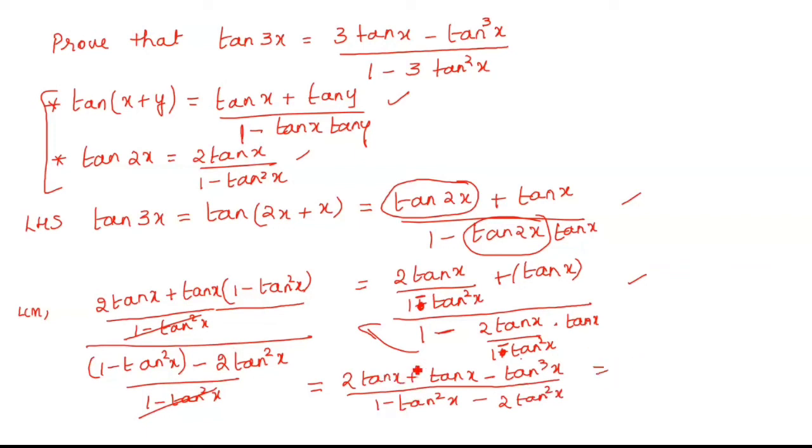Okay, so therefore we got the answer. We have 2 tan x plus 1 tan x. How much? 3 tan x minus tan cube x whole divided by 1 minus 1 minus 2 becomes minus 3 tan square x. 1 minus 3 tan square x, that is tan 3x formula.